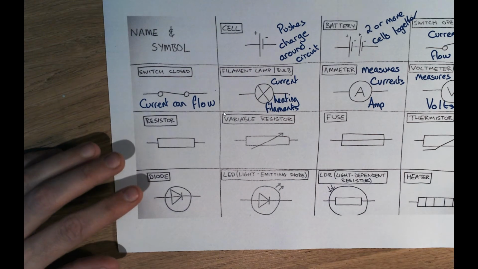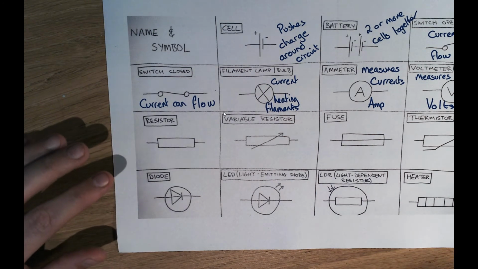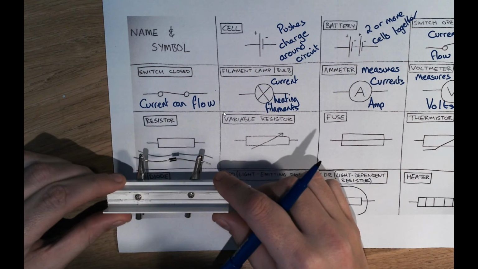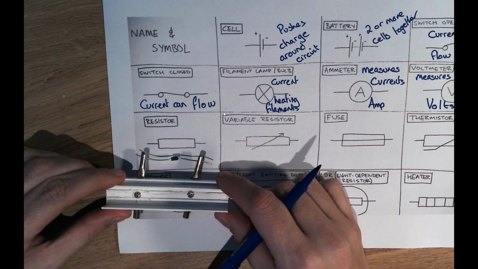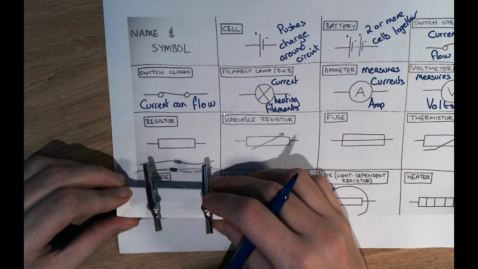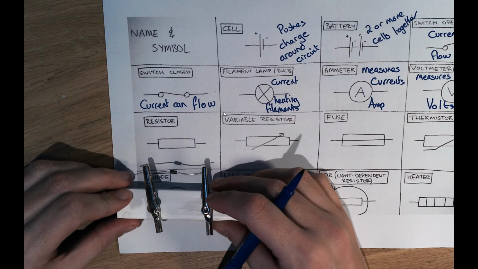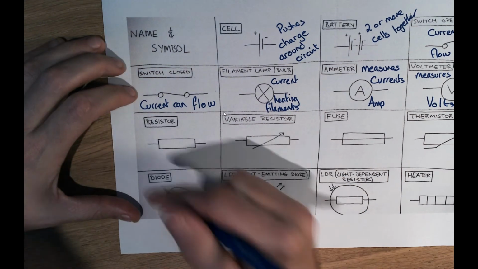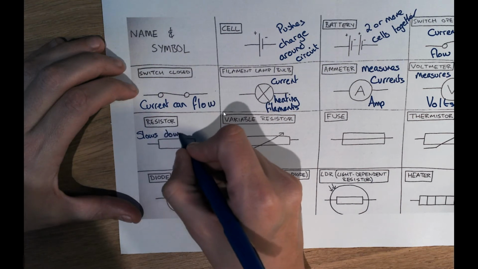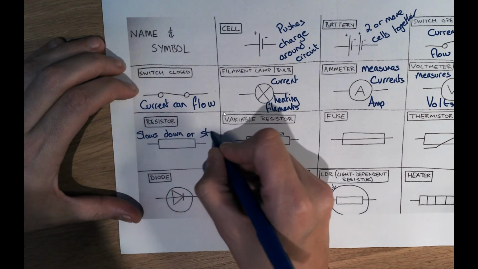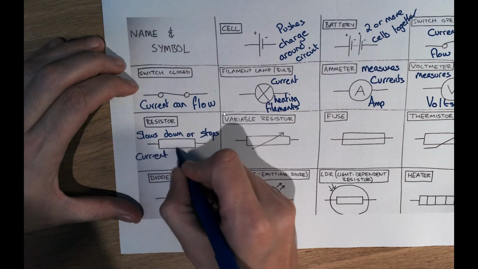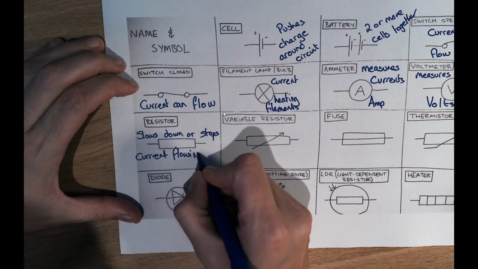Resistor. Here's my resistor. Okay, so this is what the symbol of a resistor looks like, which is actually very close to a picture of what it looks like as a component. And what this does is it resists. So it slows down or stops, that's what resists means, current flowing around the circuit.